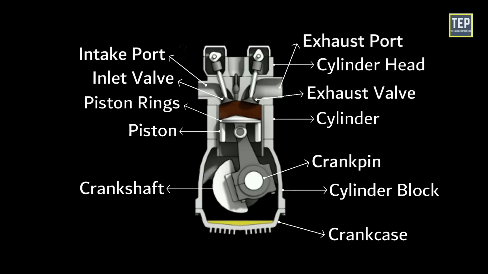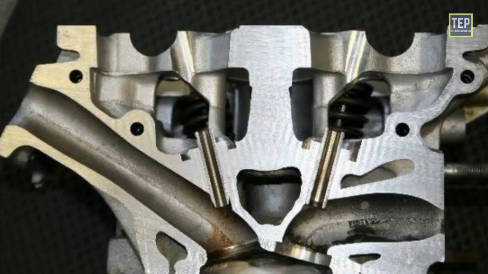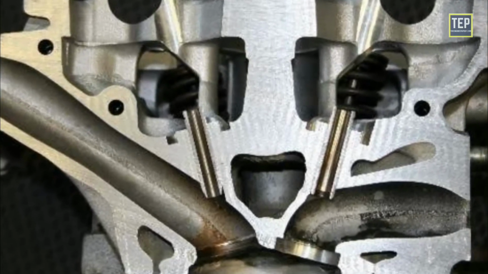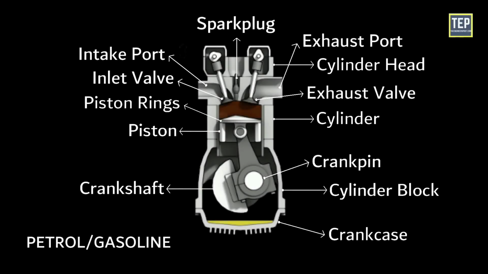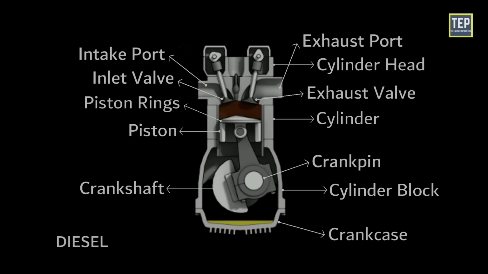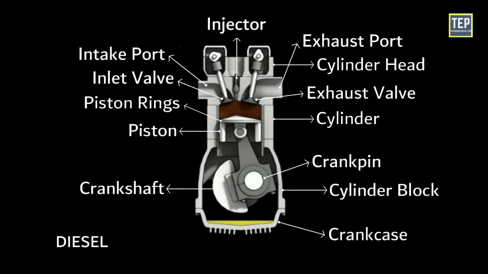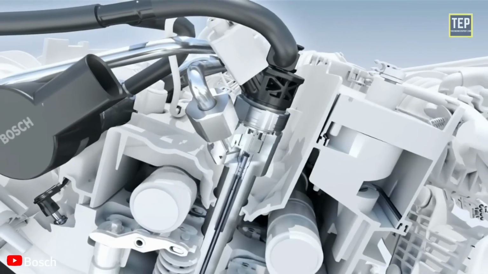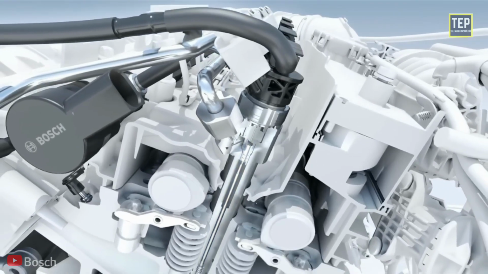Intake and exhaust ports. These ports are passages cast in the cylinder head, leading from the manifolds to the respective valves. For a petrol engine, a spark plug is used to ignite the compressed air-fuel mixture. For a diesel engine, an injector is usually used in compression ignition engines. It sprays the fuel into the combustion chamber at the end of the compression stroke. It is fitted on the cylinder head.